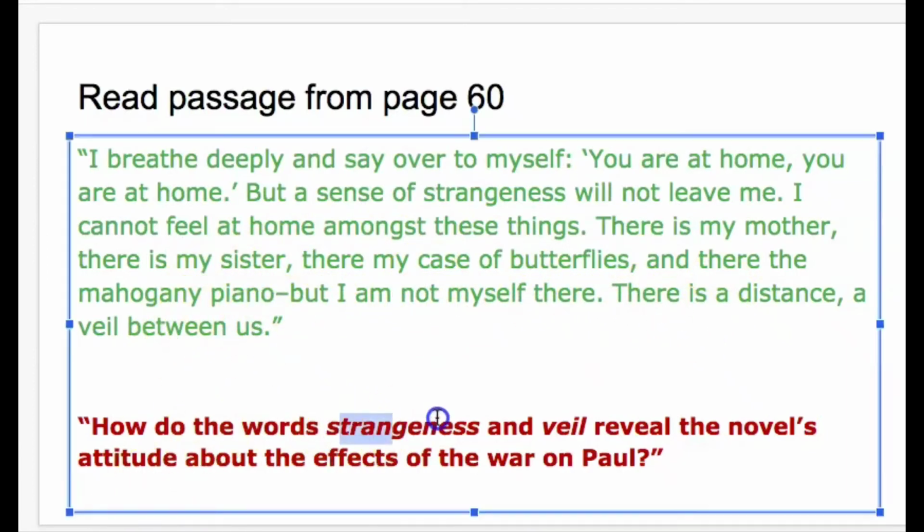How do the words strangeness and veil reveal the novel's attitude about the effects of the war? In other words, what is the novel trying to tell us about Paul's attitude by using the words strange and veil?